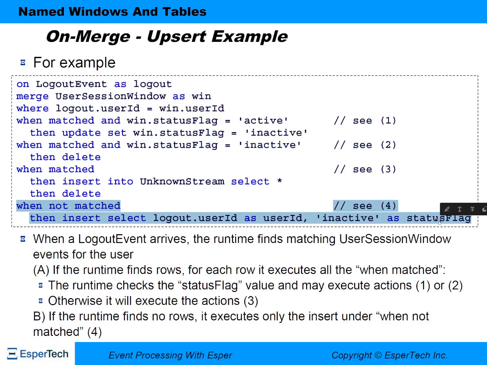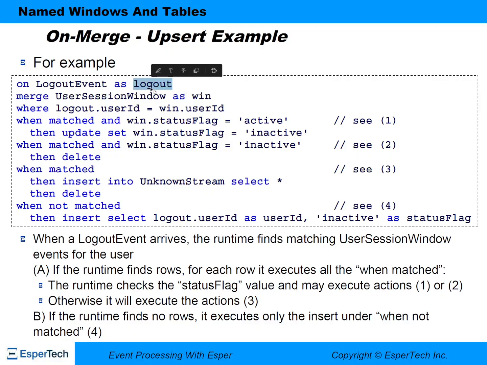On logout event as logout. Merge user session window as win. Where logout.userid equals win.userid. When matched and win.status_flag equals 'active', then update set win.status_flag equals 'inactive'. When matched and win.status_flag equals 'inactive', then delete. When matched, then insert into unknown stream select star, then delete. When not matched, then insert select logout.userid as userID, 'inactive' as status_flag.